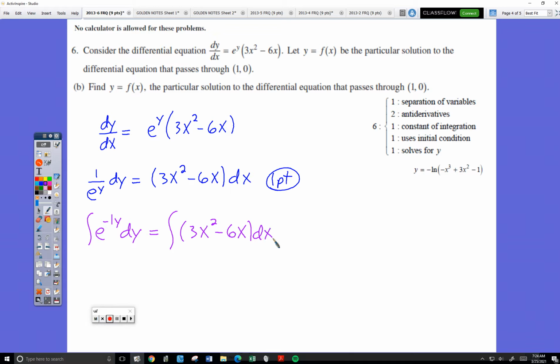So now we're on the anti-differentiation step of SASE. This is an ax plus b situation, so the antiderivative is going to be 1 over a times e to the ax plus b. Here I'm going to have 3x cubed over 3 minus 6x squared over 2 plus c. That will give me the two antiderivative points.